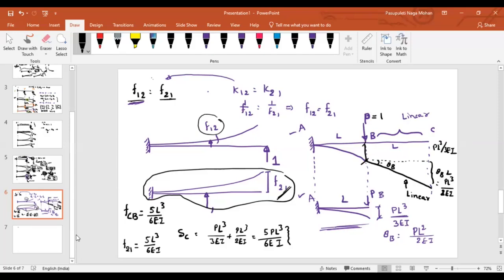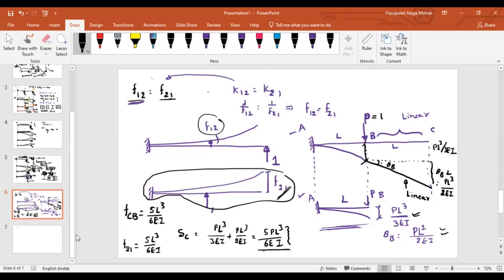This you can get from the conjugate beam method. If you remember these two formulas, do you think finding the deflection at C is really difficult? If you remember these two and this logic, is it really difficult to get this value? No, sir. So that's why I told you that this is easier.